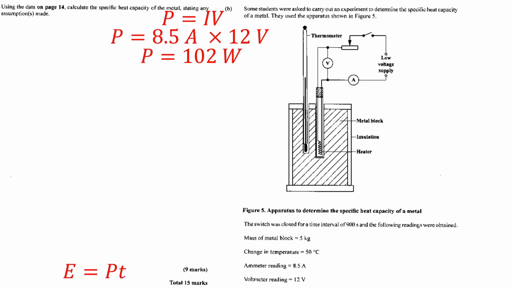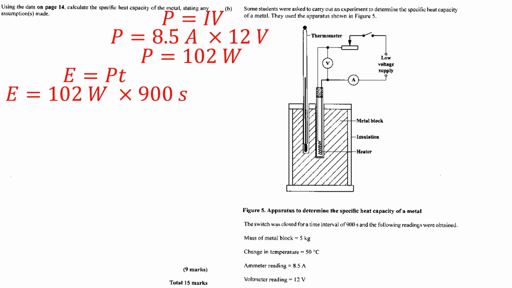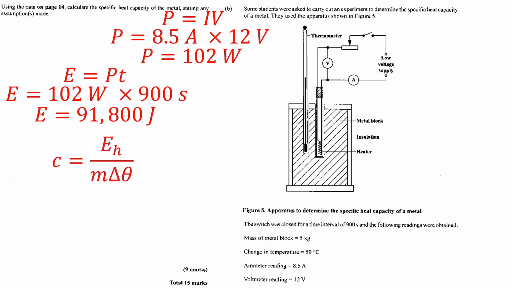Next, the energy is equal to power multiplied by time. So we calculated that the power is 102 watts, and the question states that the time taken was 900 seconds. So that gives us an energy of 91,800 joules. Now when it comes to specific heat capacity, we use our formula c is equal to heat energy divided by mass times the change in temperature.